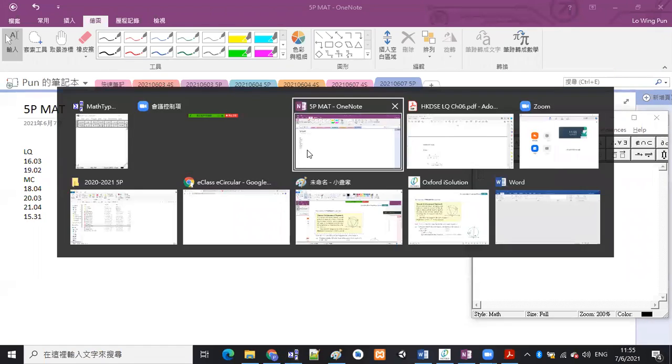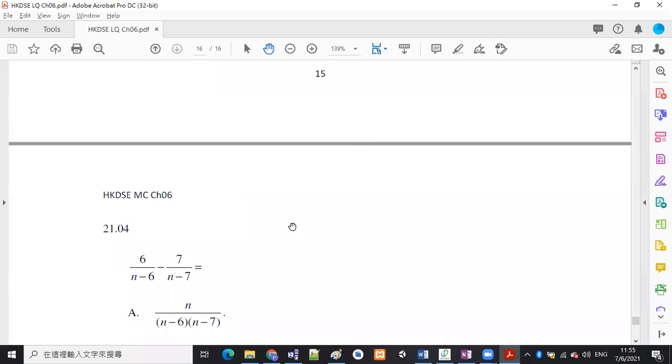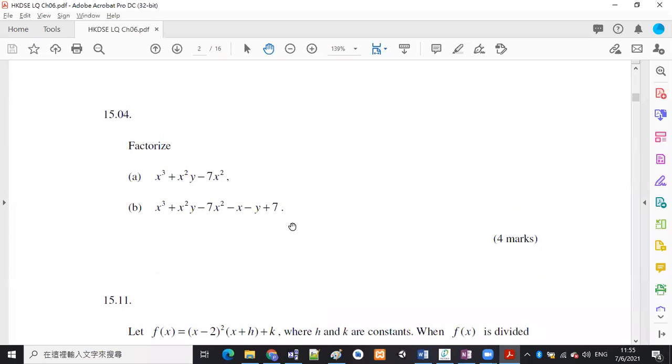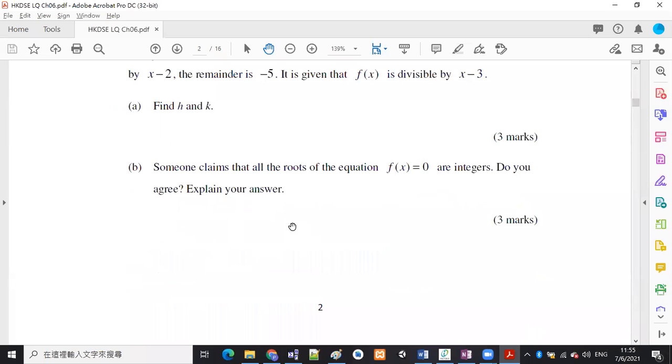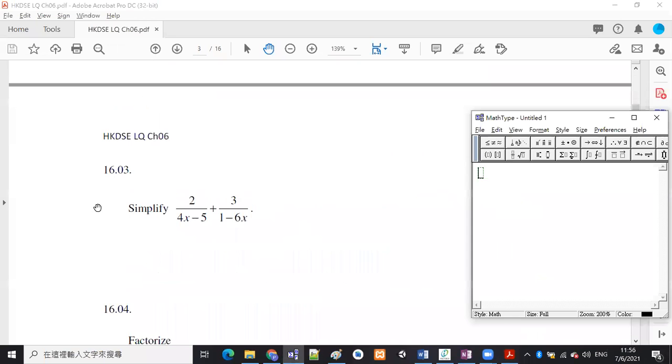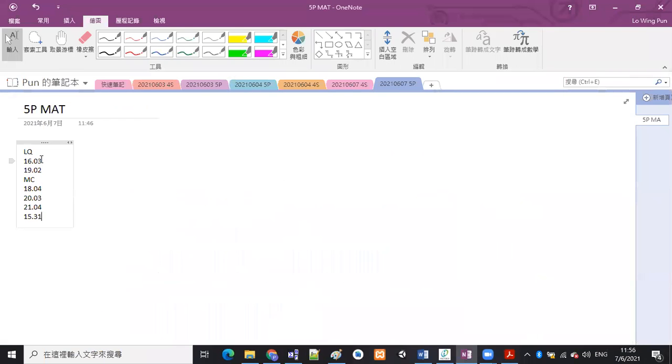So let's come back to the DSE problems. I would like to talk about some operations on rational functions. I've just listed out the questions I would like to talk about today. If time allows, then I am going to talk about more questions from this worksheet. So let's go to long question 16.03.